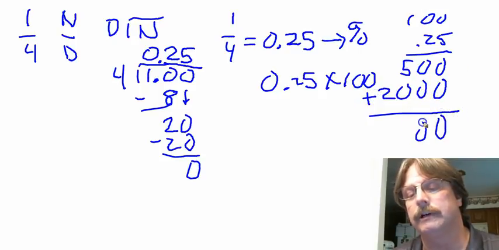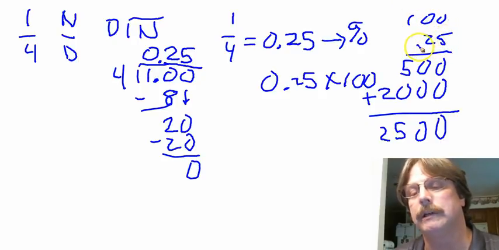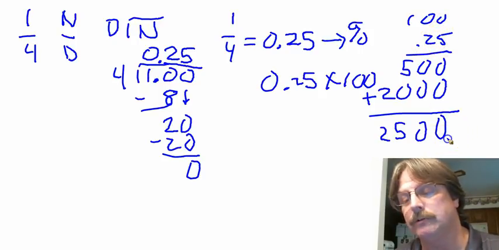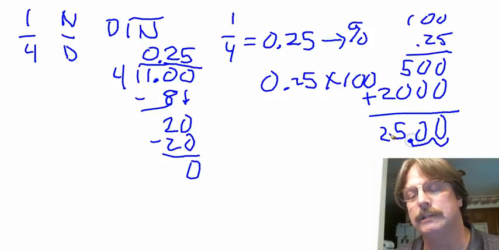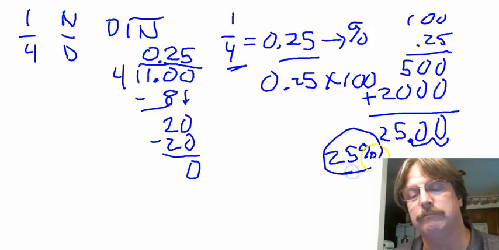Now I'm going to add those. 0, 0, 5 and 0 is 5, 2 all by itself. Now I count up how many decimals I have. In this case, I only have 2. I'm talking about how many numbers do I have after the decimal. If I had, say, a 1 up here, that would be 3. But I only have 2, so I count over 2, 1, 2. So this becomes 25%. So we have 1/4 is equal to 0.25 in decimal and is equal to 25%.